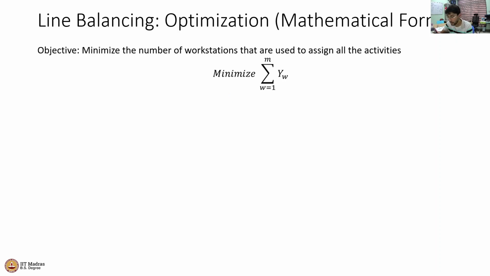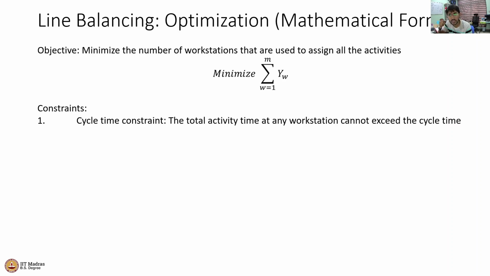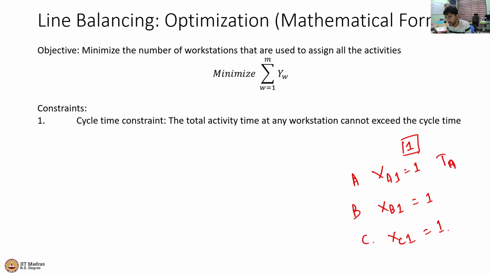Next we look at the constraints. What is our first constraint? Our first constraint says that if activities are allocated to the workstation, then the sum of all those activity times must be less than my cycle time. Let's say I take workstation 1 and I have 3 activities, A, B and C. If X_A is assigned to workstation 1, it is 1. If X_B is assigned to workstation 1, then it is 1. If X_C is assigned to workstation 1, it is 1. Then the sum of these times, T_A plus T_B plus T_C, must be less than or equal to my cycle time, which is going to be 8 minutes in my case, right?